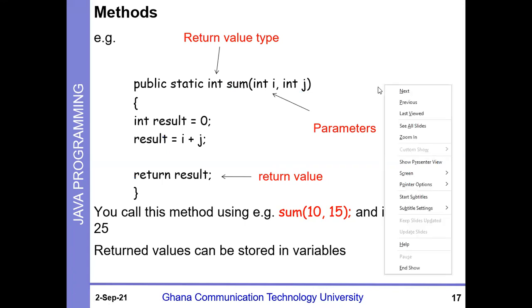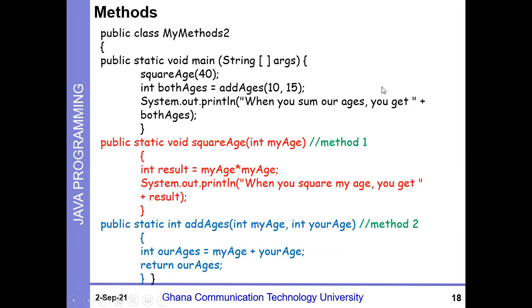So go next here. I want us to look at this code. So what do we have here? We have, again, our main method. And now here, what are we seeing? Square age, and we provided 40. What it means is that there's a method called square age that takes an argument, probably an integer. So it's just an integer argument. And so when I'm calling it, I have to provide that integer.